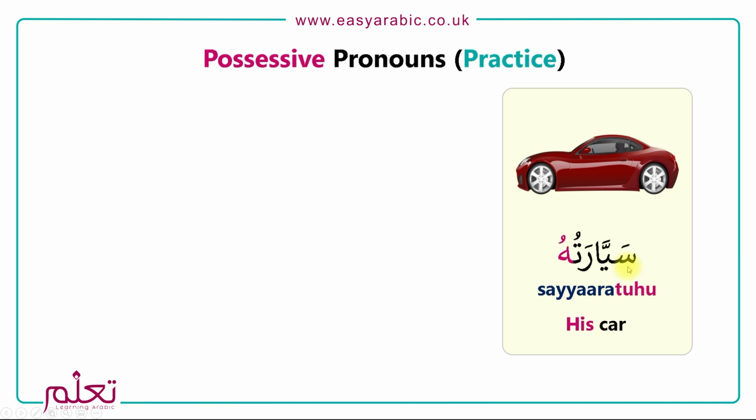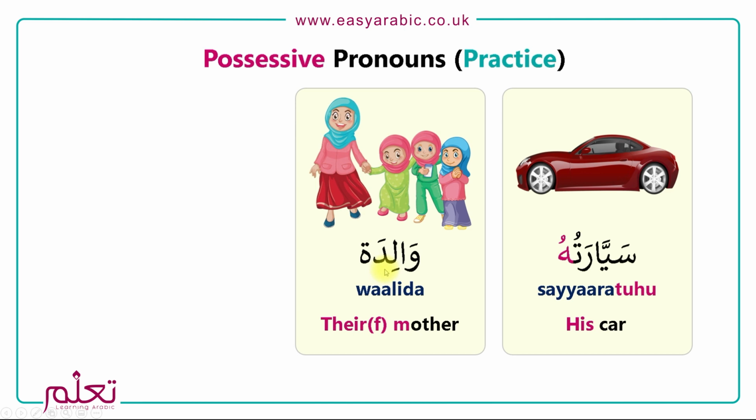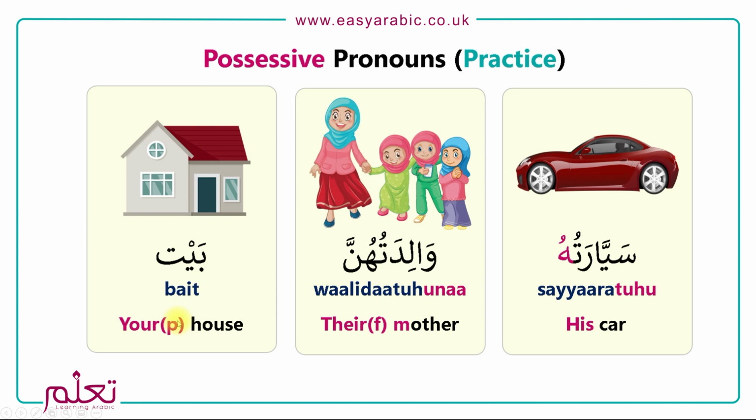Next one is walida. So we are saying the three of them, mother. So here are these three girls. The word we need is walidatuhunna. Next one we have bait. So your plural house would become baytukum. So sayaratuhu walidatuhunna baytukum.